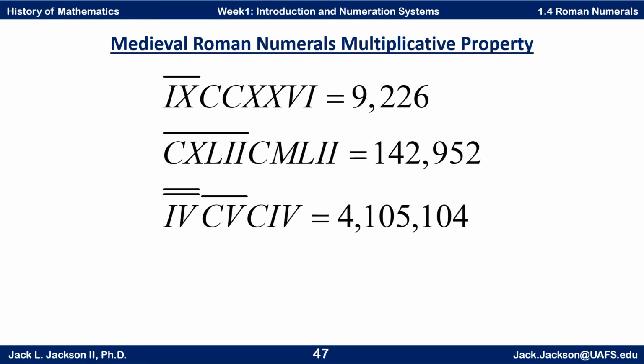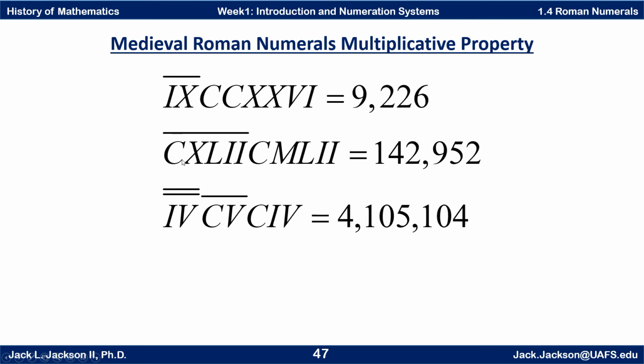The first example, the IX, which is typically 10 minus 1 is 9. However, the bar over it indicates that this is multiplied by 1,000. So now this part right here stands for 9,000. Then you proceed with the rest of the number. 2 C's is 200, 2 X's is 20, and VI is 5 plus 1 is 6.